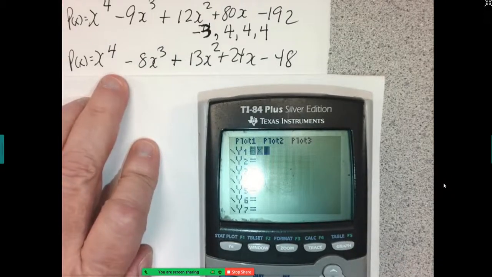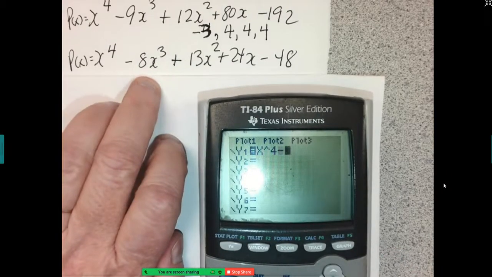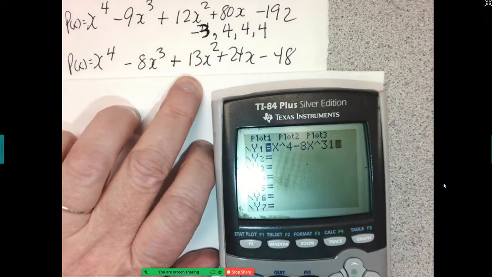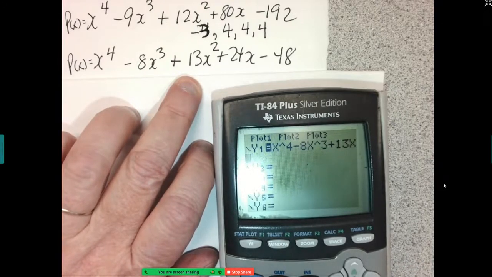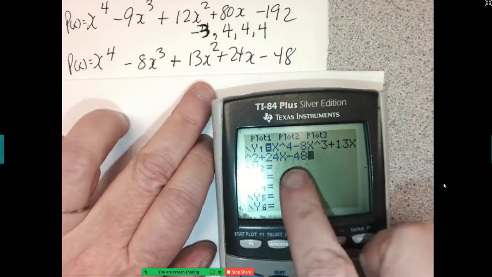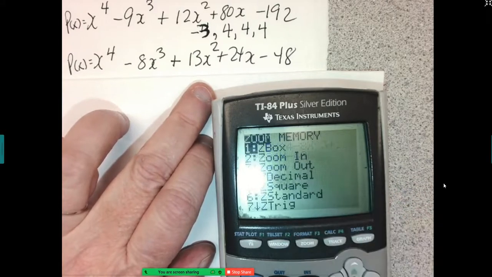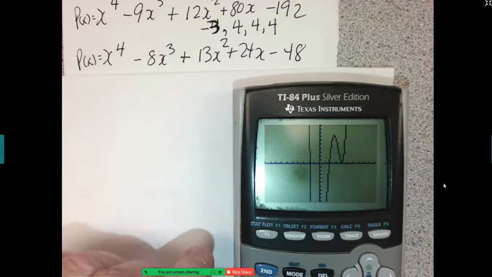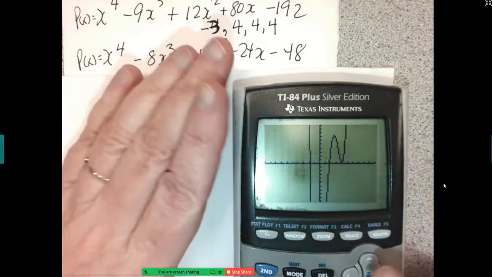Let me put him in. x to the 4th minus 8x cubed plus 13x squared plus 24x minus 48. Okay, so let's see if we've got that one. Yeah, okay, so I'll do a zoom 6. Okay, here. So let's see what's going on with this one.